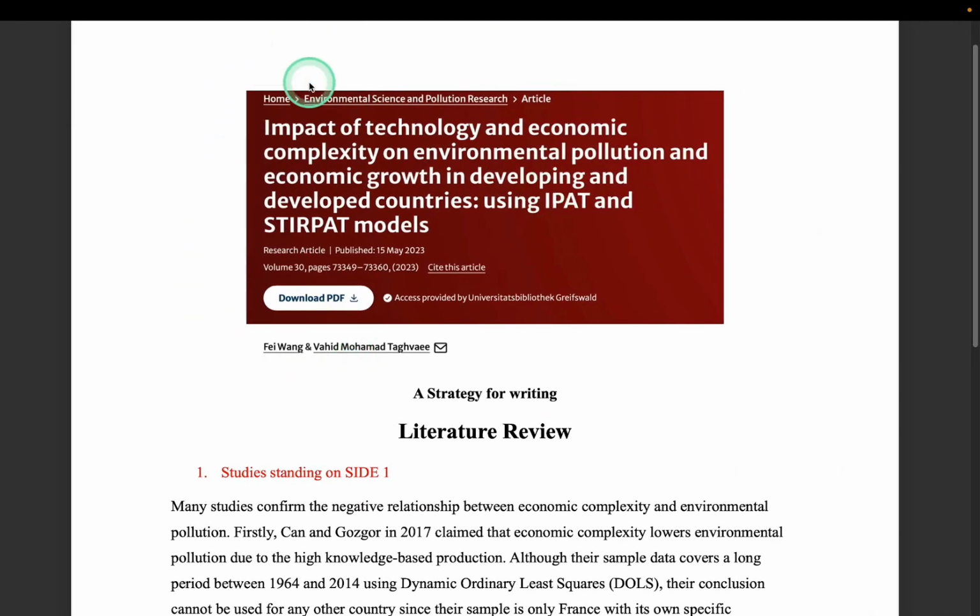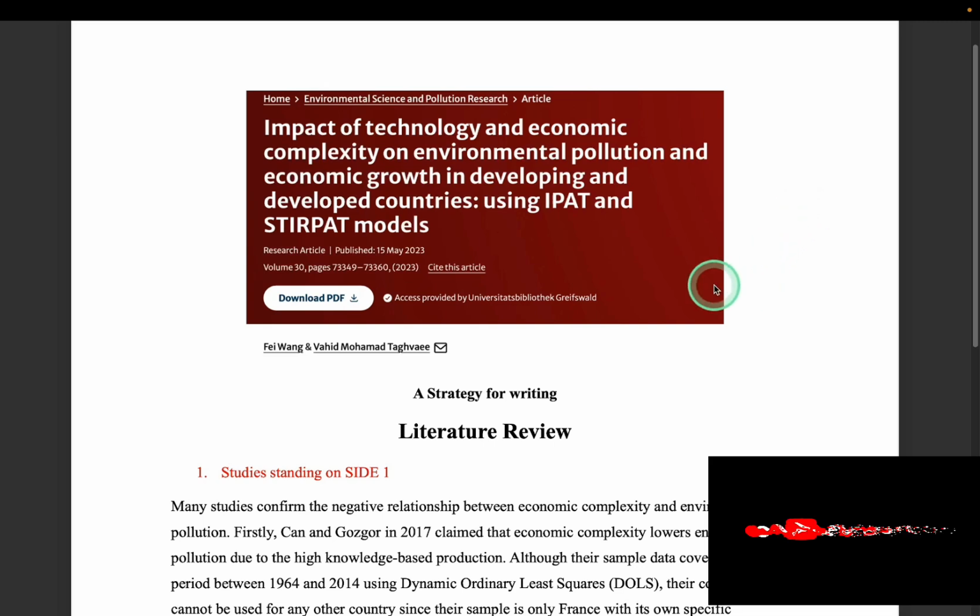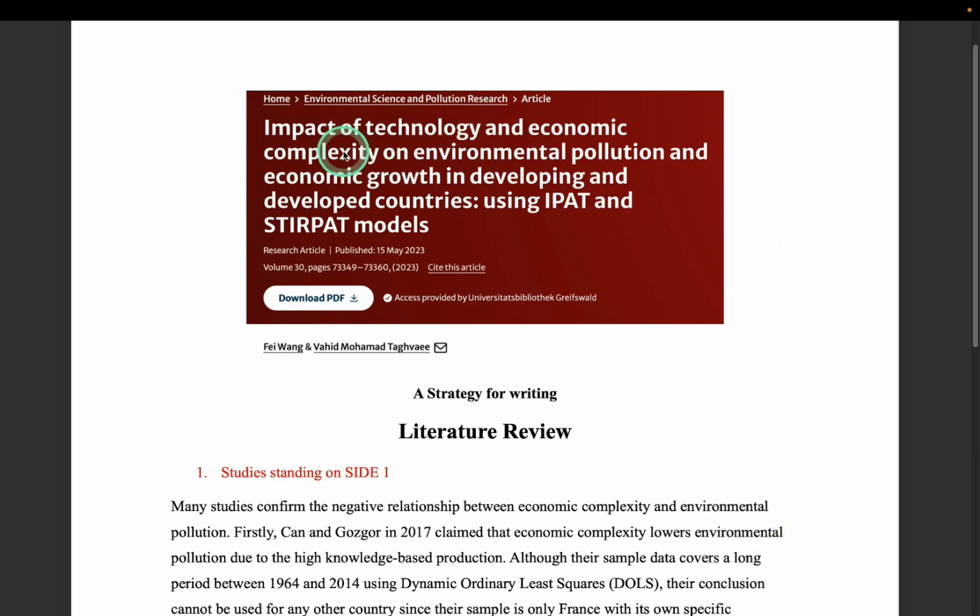I use this paper to introduce an example of how to follow and how to establish this strategy and this structure for writing a literature review. The title of this paper is Impact of Technology and Economic Complexity on Environmental Pollution and Economic Growth in Developing and Developed Countries. It has been published in the Journal of Environmental Science and Pollution Research in 2023.